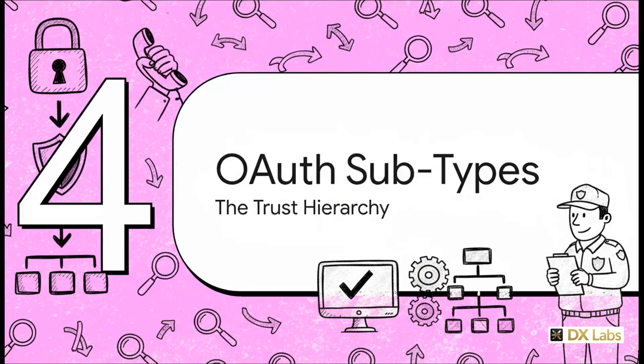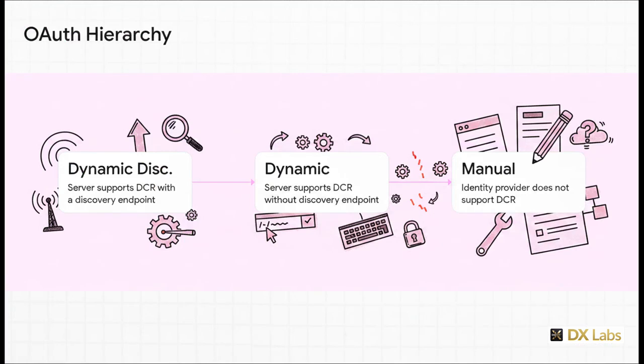Section 4. OAuth Subtypes Explained. If the API key is kind of like a security guard checking your ID badge, OAuth 2.0 is like that guard actually pausing to call an external background check agency to verify your clearance level. Copilot Studio hands off the authentication duty to a dedicated identity provider, but your setup choice here is dictated entirely by what the server actually supports. Step 1 is dynamic discovery. This is used if the server supports dynamic client registration, or DCR, with a discovery endpoint. This makes the whole thing fully automated.